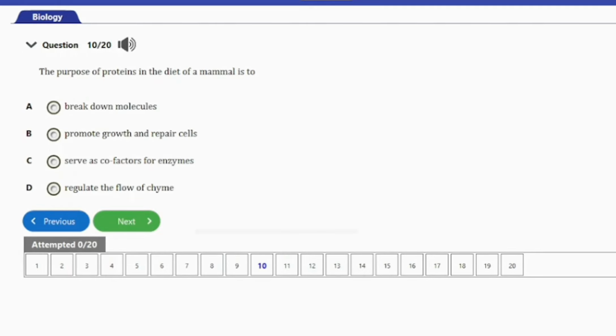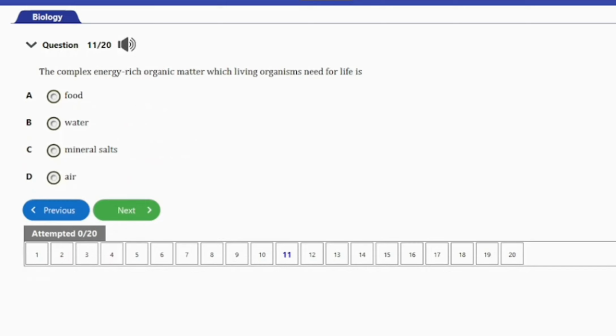It says, the purpose of proteins in the diet of a mammal is to A, break down molecules, B, promote growth and repair cells, C, serve as cofactors for enzymes, D, regulate the flow of chyme. So guys, the answer to this question is option B, and that's to promote growth and repair cells. The purpose of proteins in the diet of a mammal is to promote growth and repair cells. So that's it for this question. Let's go ahead and consider the next question, guys. That's question number 11 here.